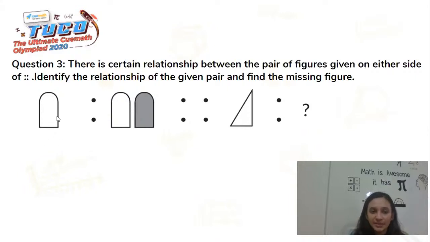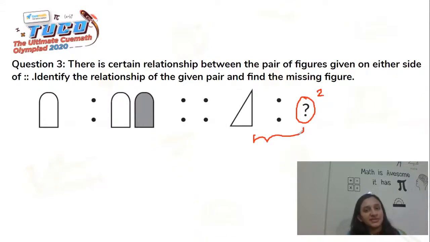First one is a certain shape, and the second figure in the same pair is double of it, but one of them is shaded. Now, the pair which is on the right side of the double colon has one triangle and the second figure is missing in it, and we have to fill in for that. This figure, that is the second figure in the second pair, is basically missing.